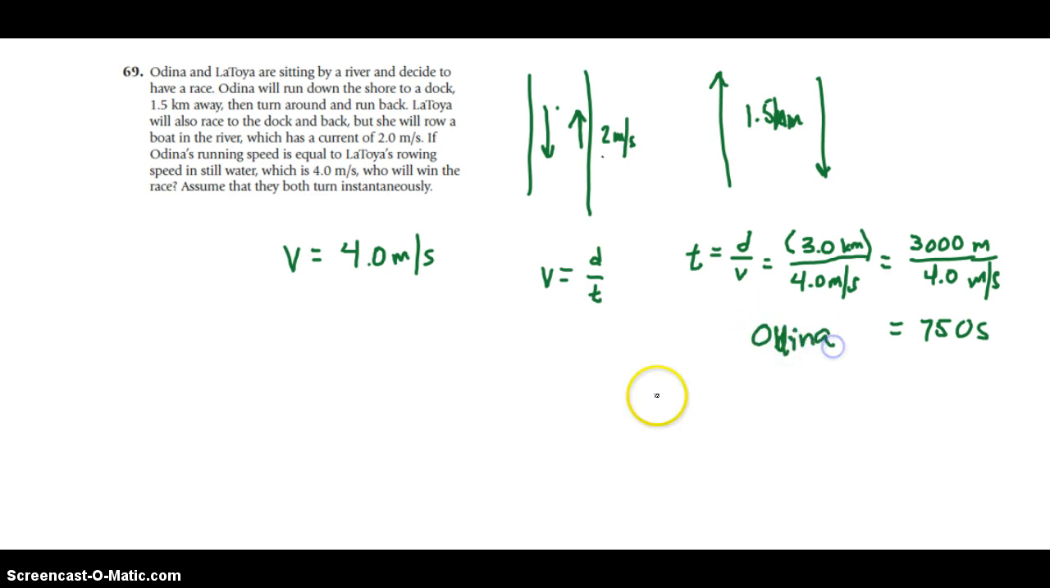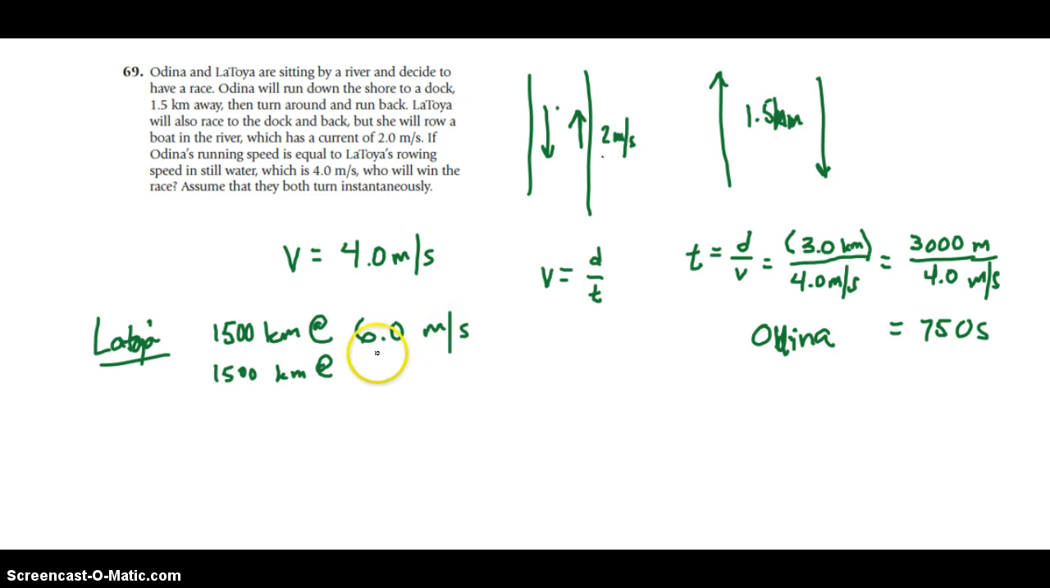And then we have Latoya, where she's going with the current, so her initial speed for that 1.5 kilometers, or 1,500 meters, is going to be 4 meters per second plus the boost of the current. For the other 1,500 meters, going against the current, the 4 is going to have the current subtracted, so she's going to be going 2 meters per second.